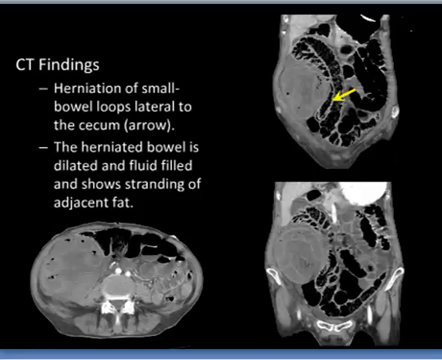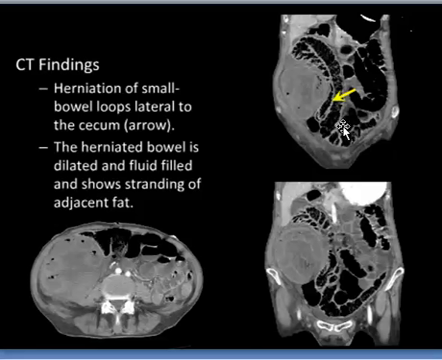Here is the CT, coronal and axial, in which you can see that there is a large mass-like structure with tubular structures inside, and some gas bubbles are seen. So tubular structures containing gas and confined to this area should raise the possibility of internal herniation. There is herniation of small bowel loops lateral to the cecum. The herniated bowel loops are dilated, fluid filled, and show stranding of the adjacent fat.